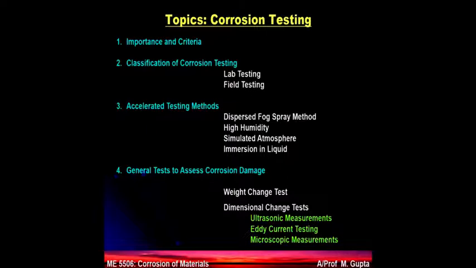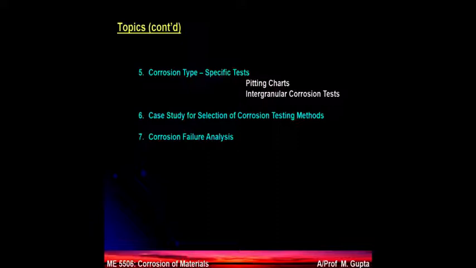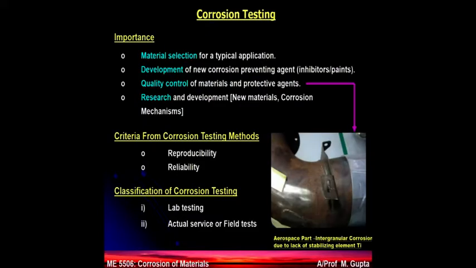That includes the weight change test and the dimensional change test. The dimensional change, as you can see, can be done using the ultrasonic method, eddy current method, and the microscopic methods. And then you will also learn that there are certain tests which are specific to the types of corrosion. Finally, you will see a case study of how we choose the corrosion testing methods depending on the application, and a simple flow chart for the corrosion failure analysis, which is currently and mostly adopted by many consultancy organizations.